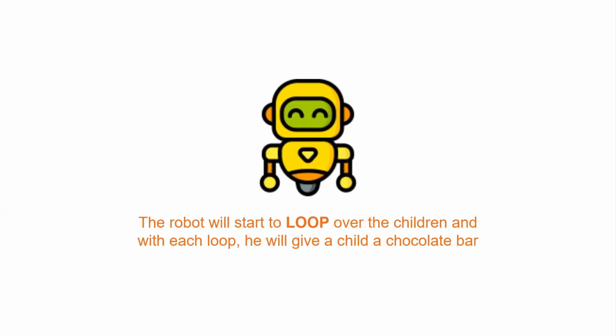So what is the goal? This is our goal: the robot will start to loop over the children, and with each loop he will give a child a chocolate bar. He will do some turns: in his first turn he will give the first one a chocolate bar, the second turn he will give the girl a chocolate bar, and in the third turn he will give the last boy a chocolate bar. He is not a human being. He needs to make some loops, and with each loop he gives one a chocolate bar. So let's see how it goes.